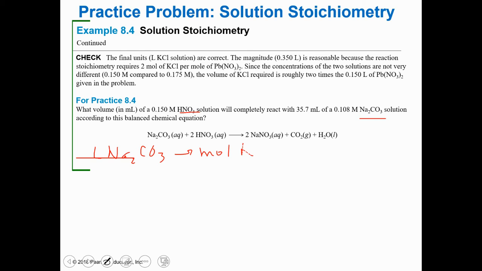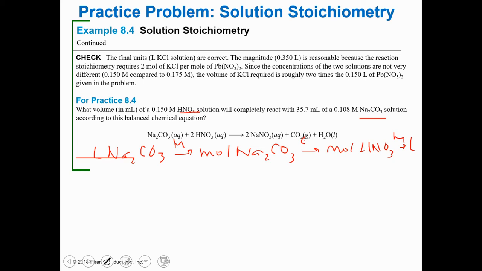Go to moles of my sodium carbonate, and then I can go to moles of the nitric acid, and then I can go to my volume of the nitric acid. So for step one, we're going to use molarity. Here we're going to use the coefficients. And here we're going to use molarity again.